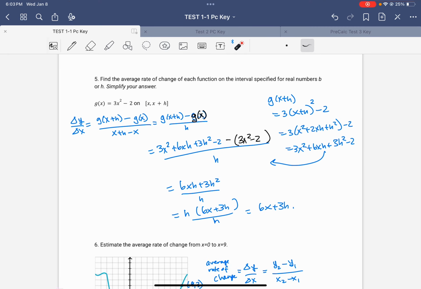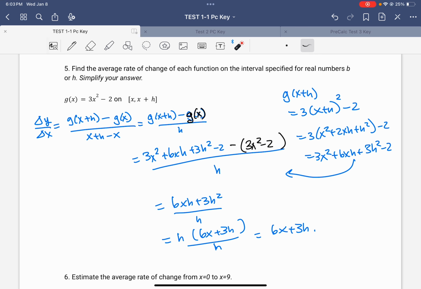All right, so find the average rate of change given a function. Again, another important thing to know. Average rate of change is change in y over change in x. So in this case, it's going to be g of x plus h minus g of x. That's the change in y. And the x's are going to be x plus h minus x. So when you subtract those, you end up getting this.